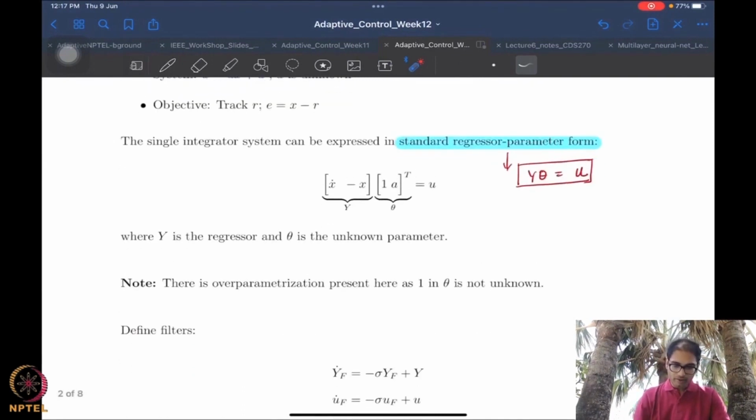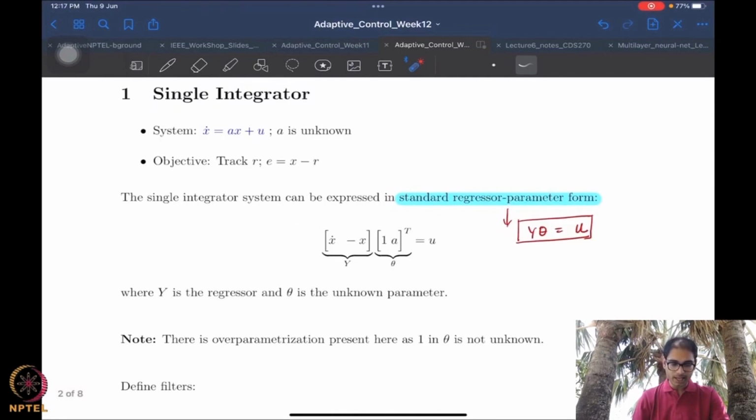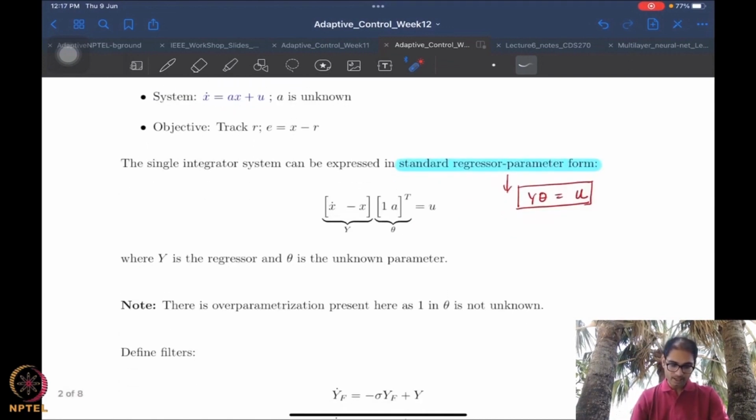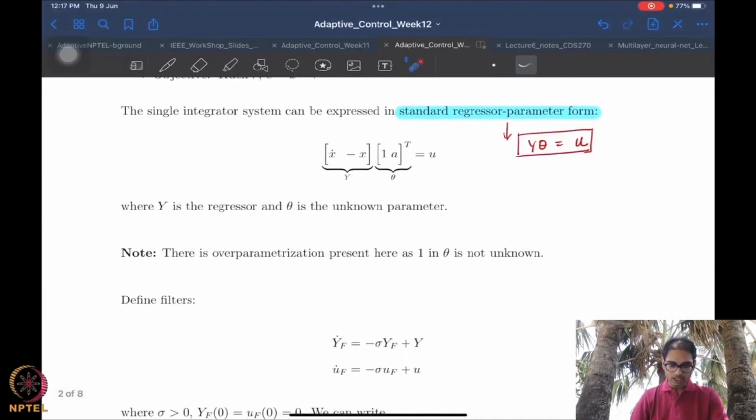All right. So you have y theta equal to u, where y is the regressor, which is basically x dot and x, and theta is 1 and a, and u is of course retained as such. So that's what we mentioned here. There's over parameterization as 1 in theta is not unknown. All right. Now we start with the process of defining filters.